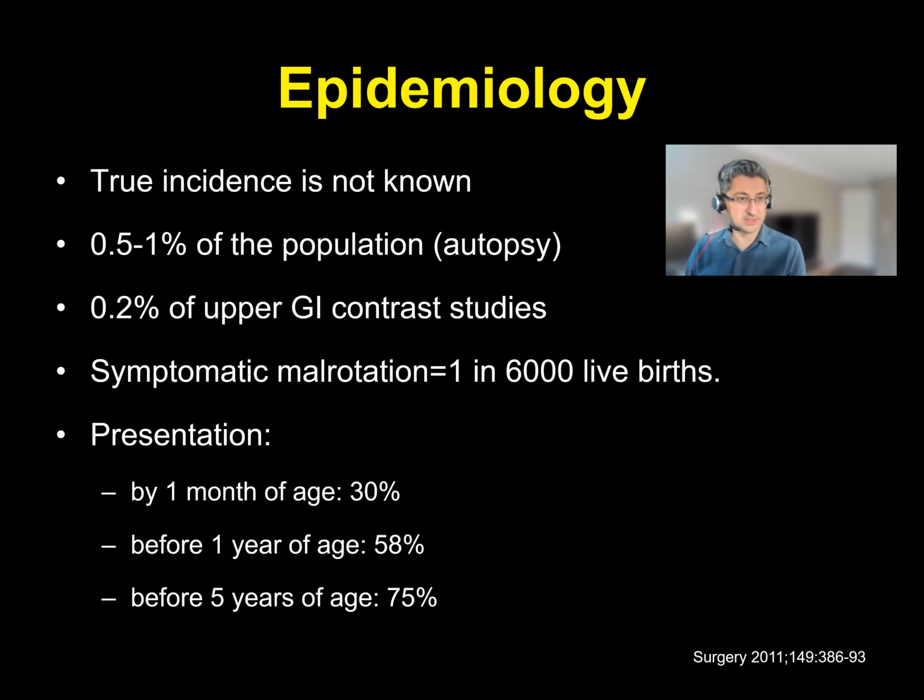So the epidemiology: the true incidence is not known. 0.5 to 1% of the population is affected in autopsy series. In upper GI studies, 0.2% frequency. And symptomatic malrotation occurs in 1 in 6,000 live births. The presentation is early in life, usually 30% by the age of 1 month, 58% by the age of 1 year, and 75% before the age of 5 years.